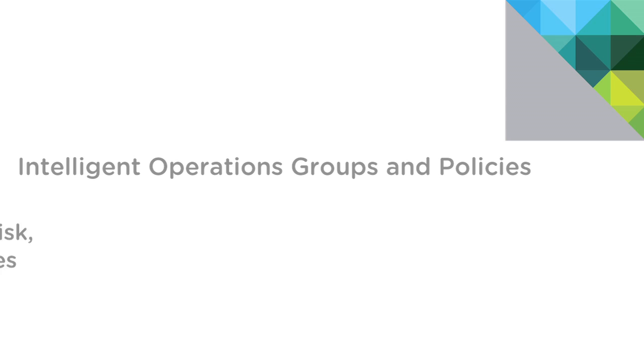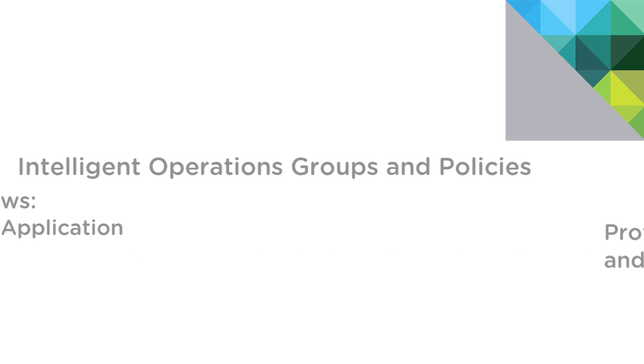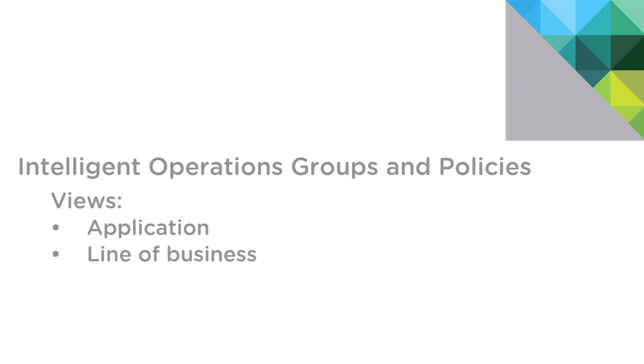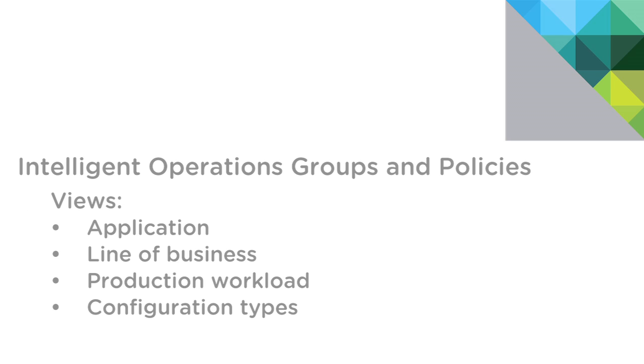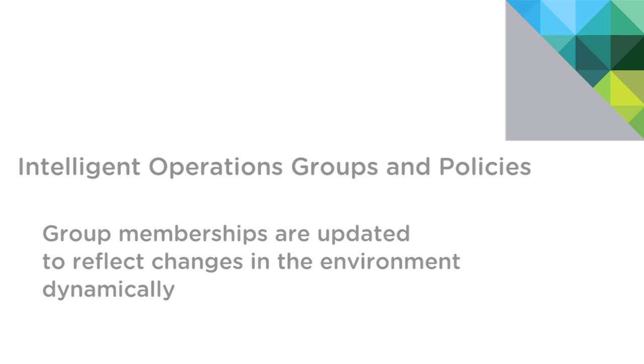Intelligent Operations Groups provide you more insight into the health, risk, and efficiency of your resources by different views, such as by application, line of business, production workload, configuration types, or by any other relationship type you'd like to define. Group memberships are updated to reflect changes in the environment dynamically, so you can see more accurate information in real time, thus enabling you to better align your IT activities with your business teams and operations.